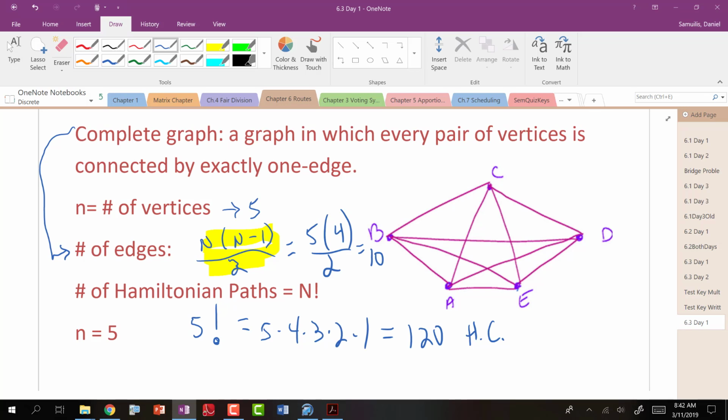A UPS driver probably has, I don't want to throw out something crazy there, but maybe 150 different vertices. Meaning they start here, then they have to go to 149 homes and then come back. That's 149 factorial different Hamiltonian paths. And then when you come back home, that makes it a circuit that could be calculated to find out the best possible way. And of course, UPS cares about that.